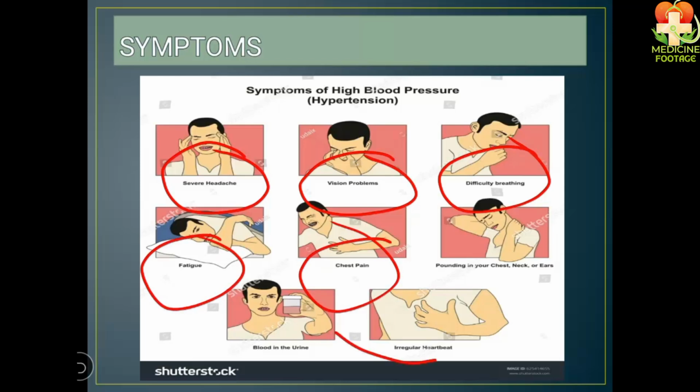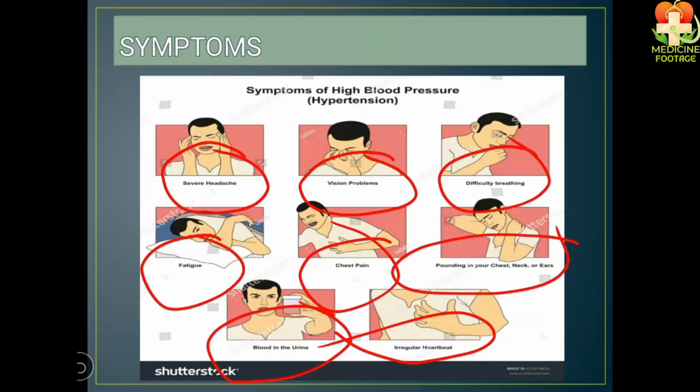Additionally, the heartbeat becomes irregular. It is not normal. In urine, when urinating, blood starts appearing. Pain starts in the chest and neck.